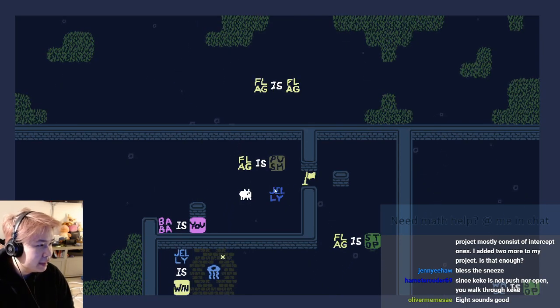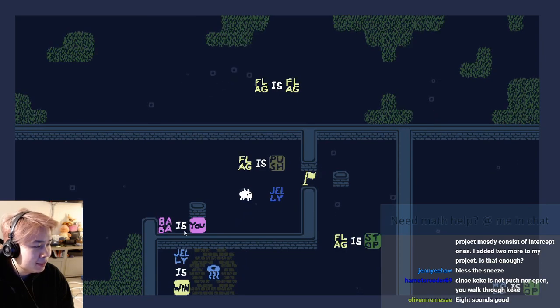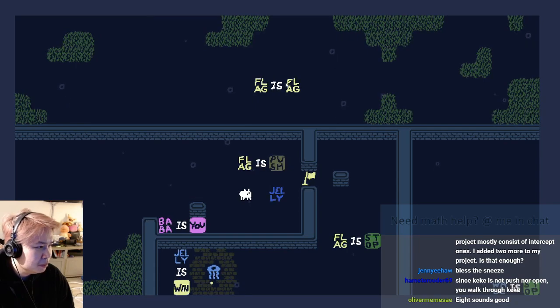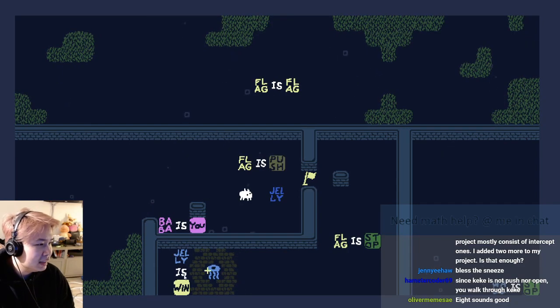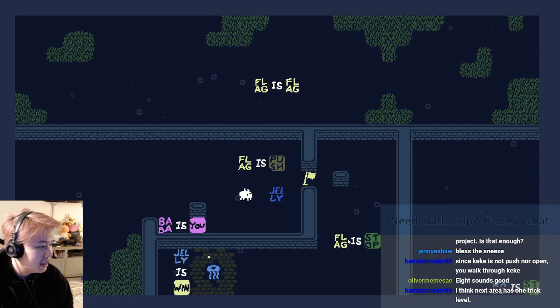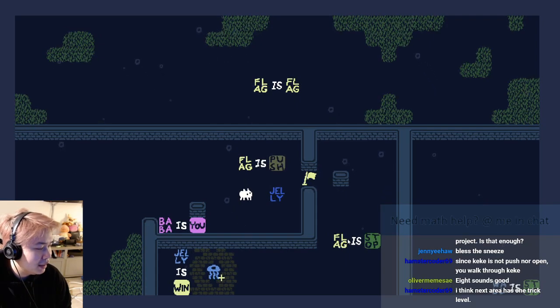I have a freestanding jelly. Baba is finally back, and I'm Baba. Flag is flag, so that means that I can't change flag no matter what. Although this time over here it says jellies win, and the flag is a stop. Next area has 1 trick level. Okay.